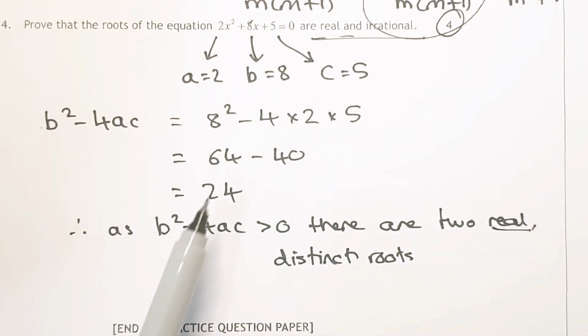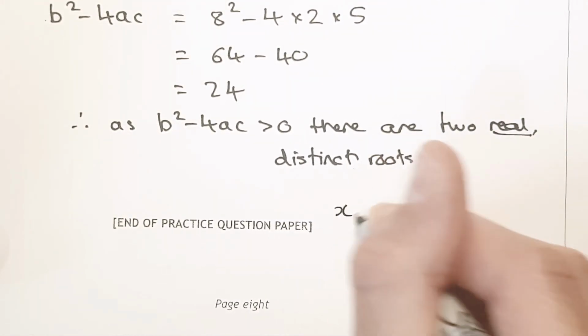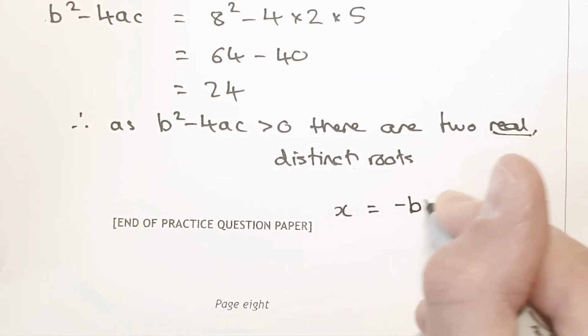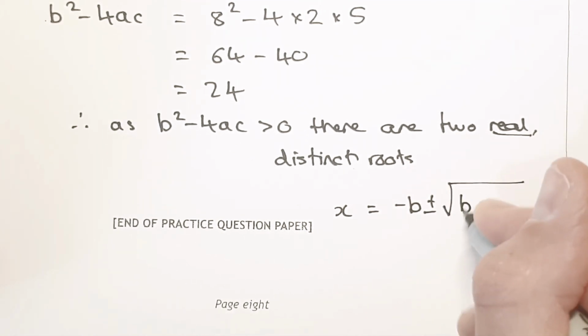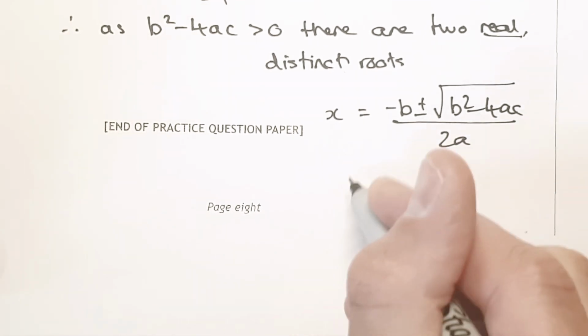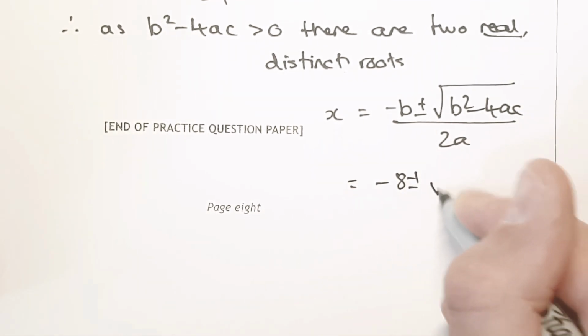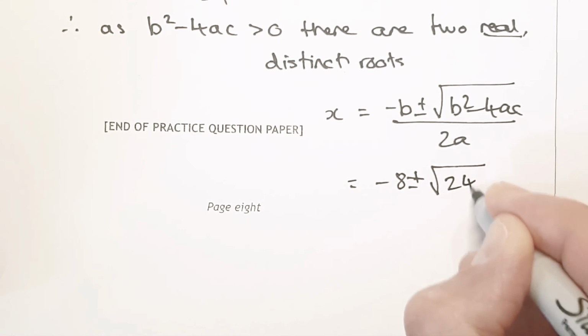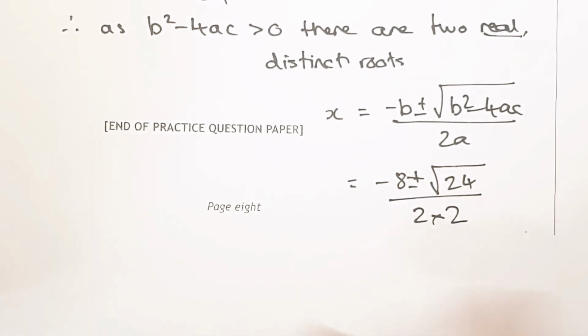Well, if you were to put that into the full quadratic formula, you'd get x equals negative b plus or minus root b squared minus 4ac all divided by 2a. Remember b is 8 and a is 2. So that would give us negative 8 plus or minus the square root of 24 over 2 times 2. Now this bit isn't actually essential, I'm just doing that to help you understand how this is working. You could still get the full marks with just a little comment.